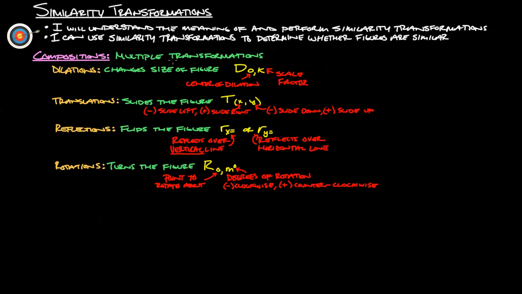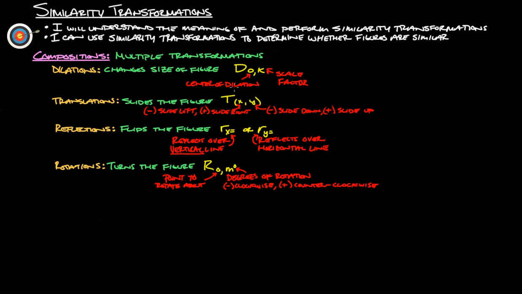Compositions are multiple transformations. Okay, so compositions of transformations. We've done this before. We've done it with translations, reflections, and rotations. Now we're going to add in the new piece of dilations that we just learned in the last section. To help you remember, dilation changes the size of the figure, but not the orientation. The notation for that is going to be D, O, comma, and then the K.